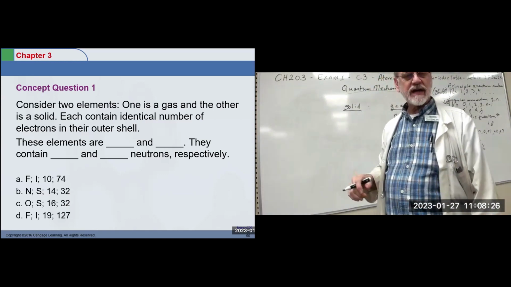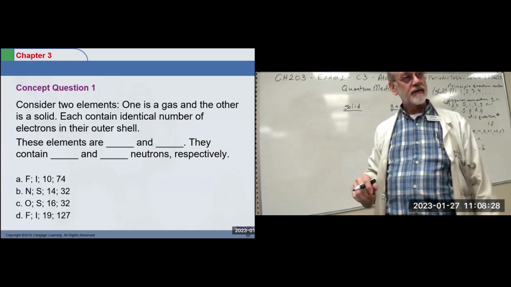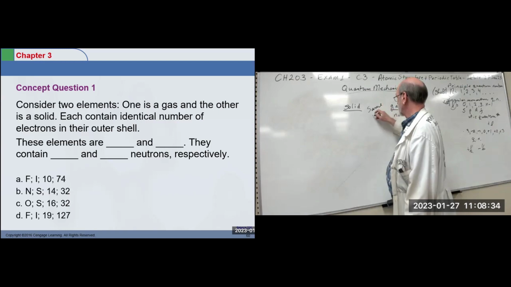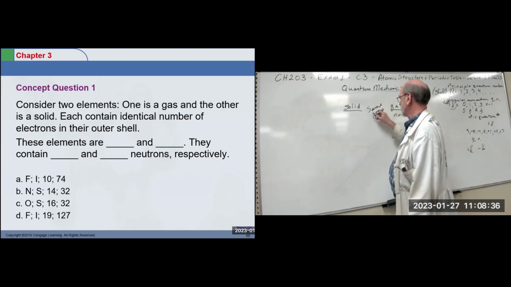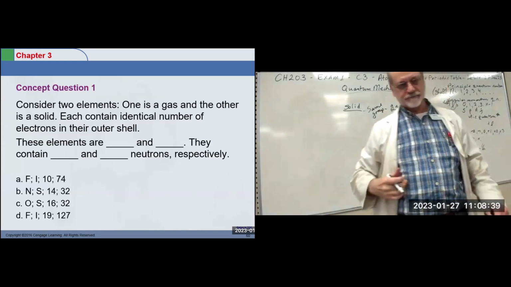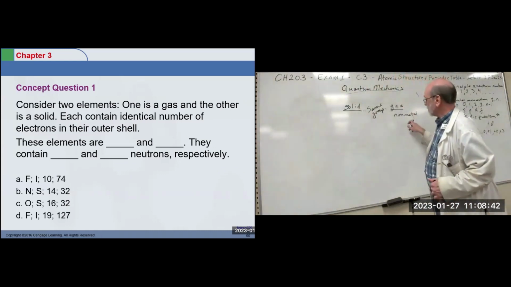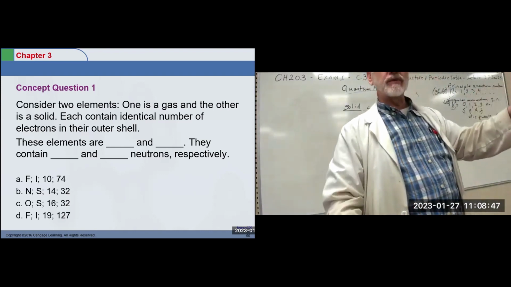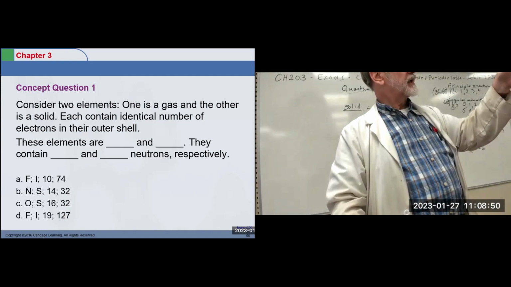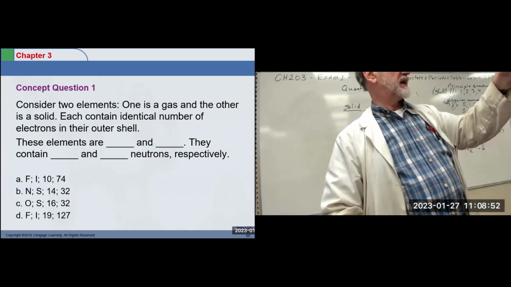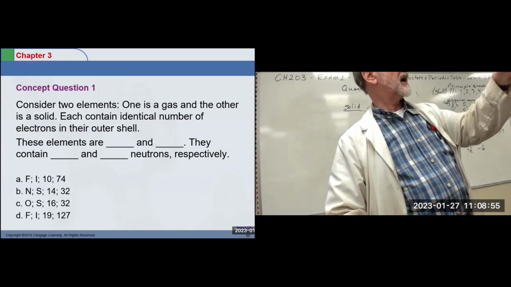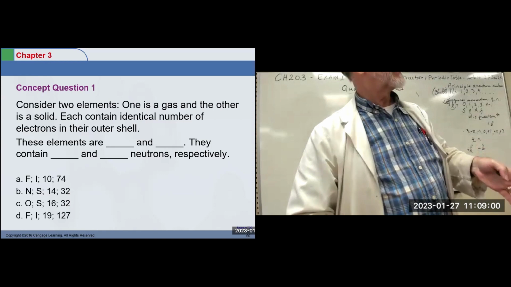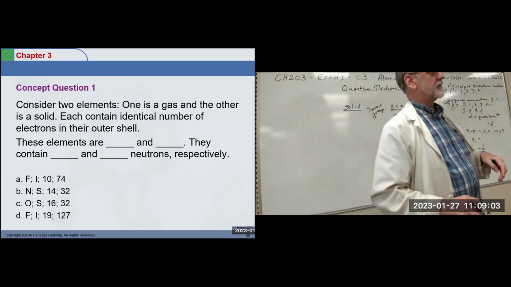Each contain identical number of electrons in their outer shell. That means they're both in the same family, the same group. So if this is a nonmetal, and this could be one or the other, then you need a group that crosses that line between metals and nonmetals. It could be the boron group, carbon, nitrogen, or oxygen. It can't be halogens because you go all the way down to halogens, you're still nonmetals. So it's one of those 4 groups right in there.